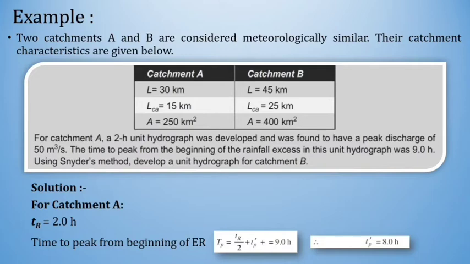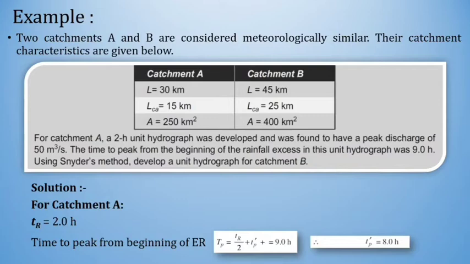Here two catchments are given in the example. Two catchments A and B are considered meteorologically similar. This word is important. You can apply the Snyder's method only if the catchments are meteorologically similar. Two catchments A and B are meteorologically similar. Their catchment characteristics are given below.